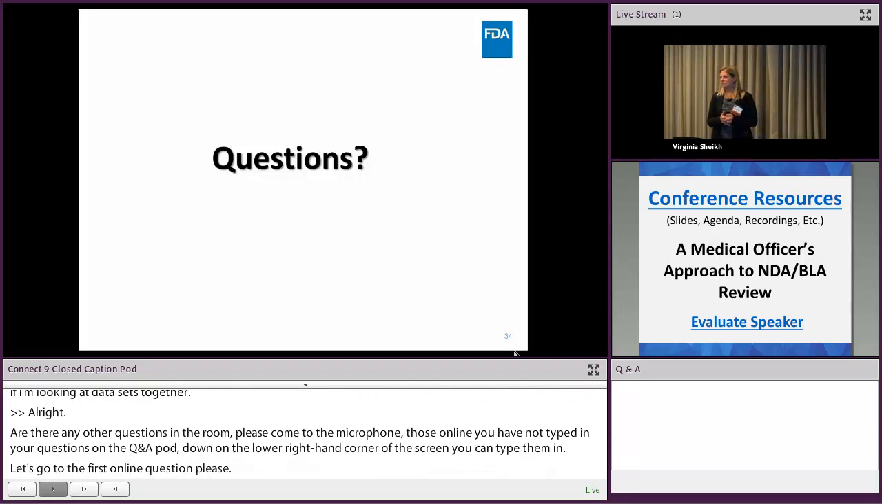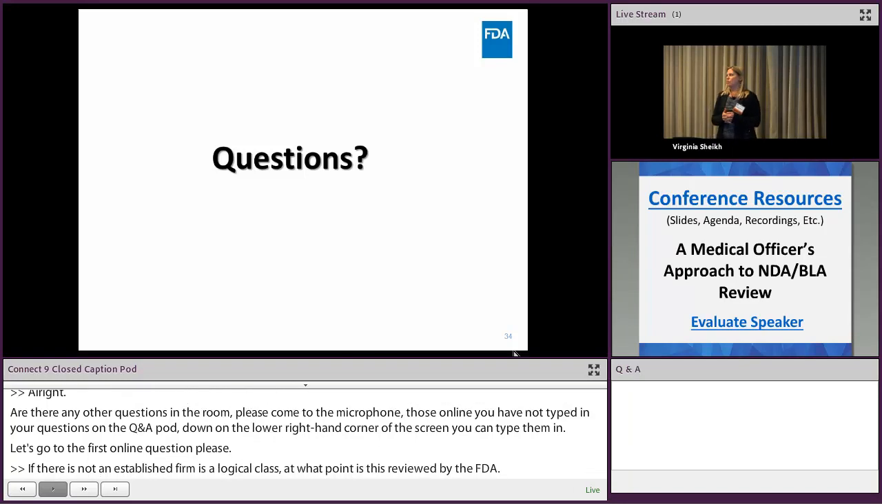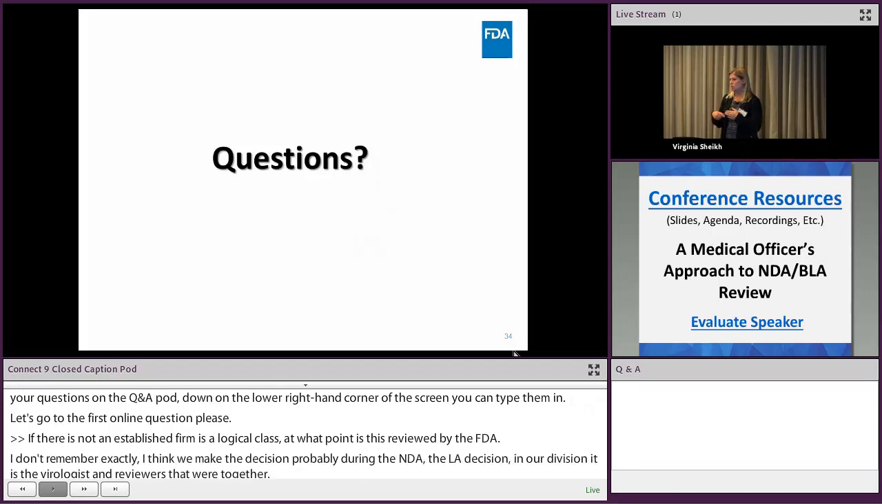If there is not an established pharmacological class for your drug or biologic, at what point is this reviewed by FDA? I don't remember exactly, but I think we make the decision during the NDA BLA process, when the final decision is made. In our division, it's our virologists and the ClinPharm reviewers who work together on it. I think that's when the negotiation takes place.